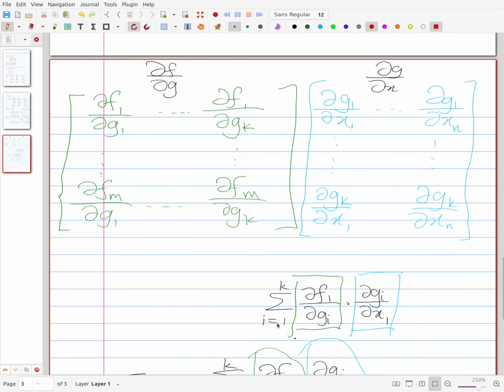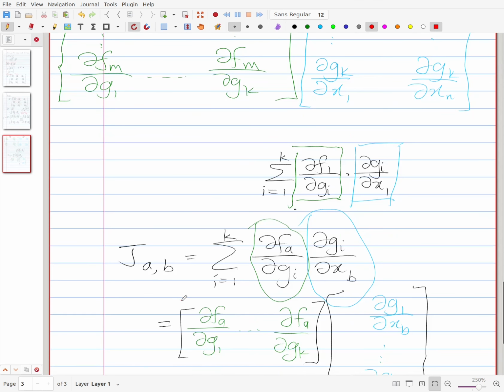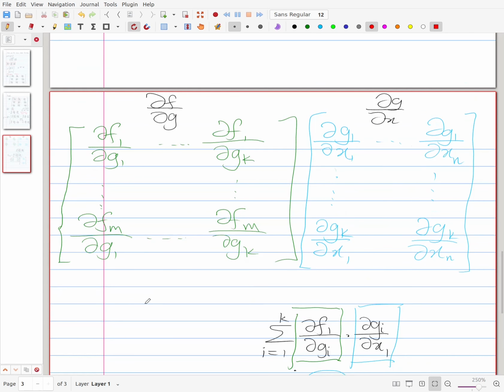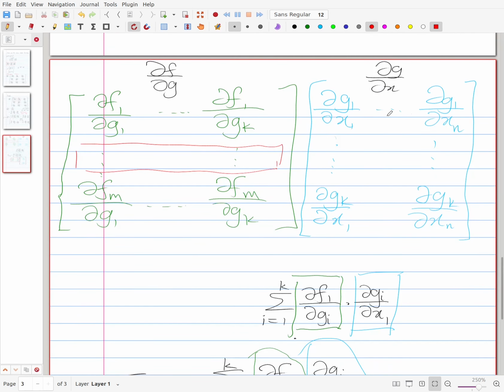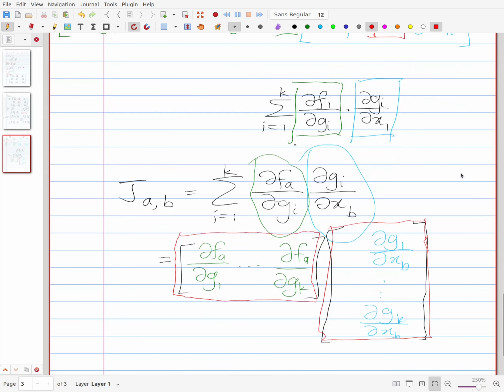And if we go back to our diagram here, notice that this is exactly the ath row of this matrix here. And this value here is exactly the bth column of this matrix. So that concludes our proof.